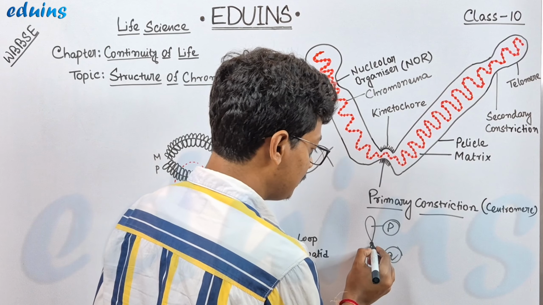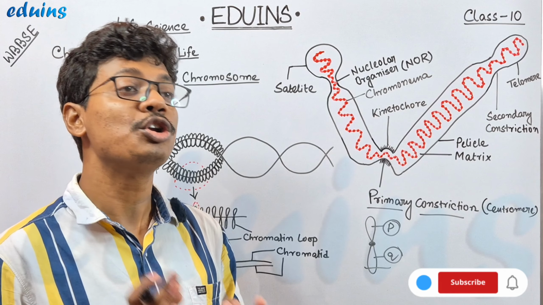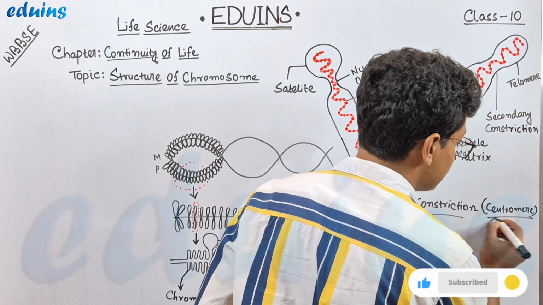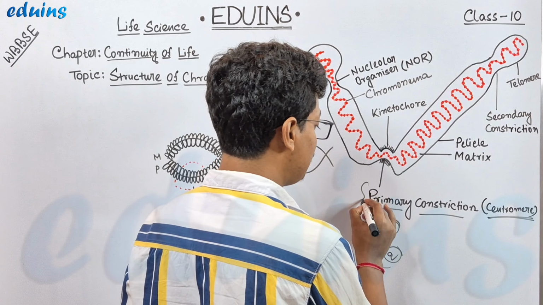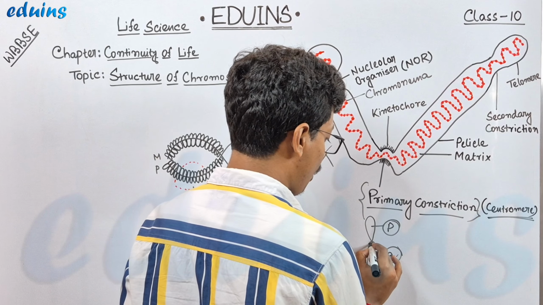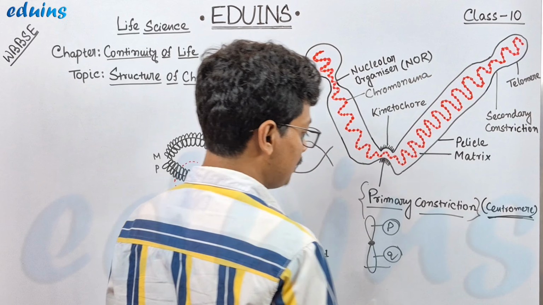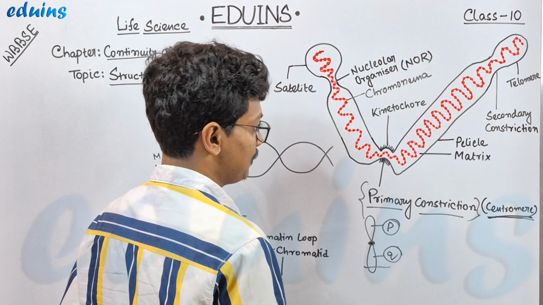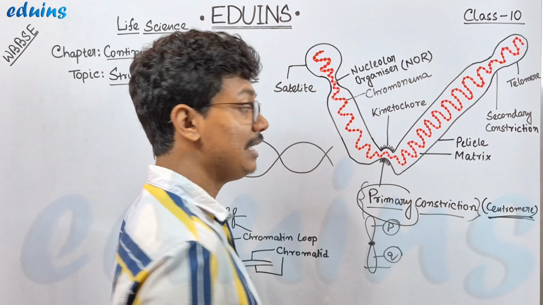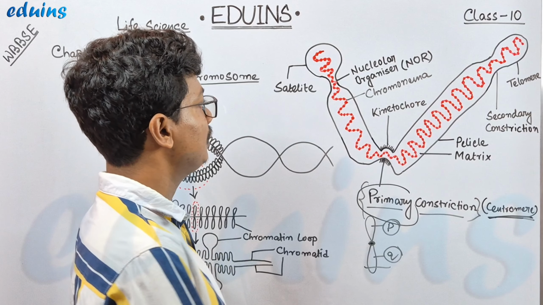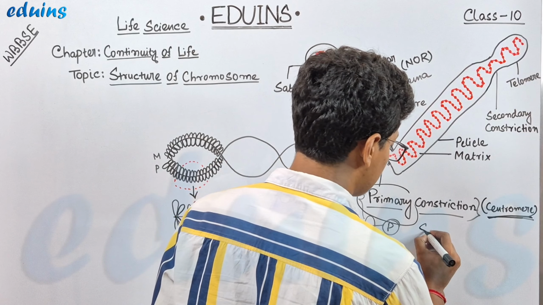We know that this part is known as the primary constriction, which is also known as the centromere. So what is the centromere? The centromere is the primary constricted site of a chromosome. If, except for the primary constriction, there is any other constriction in the chromosome, this is known as secondary constriction.